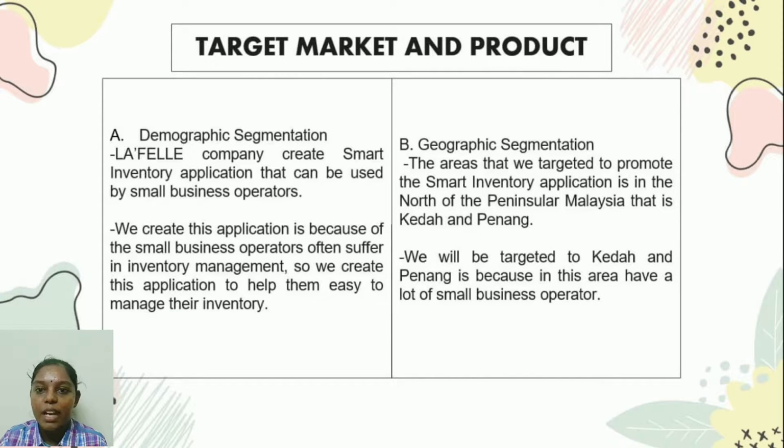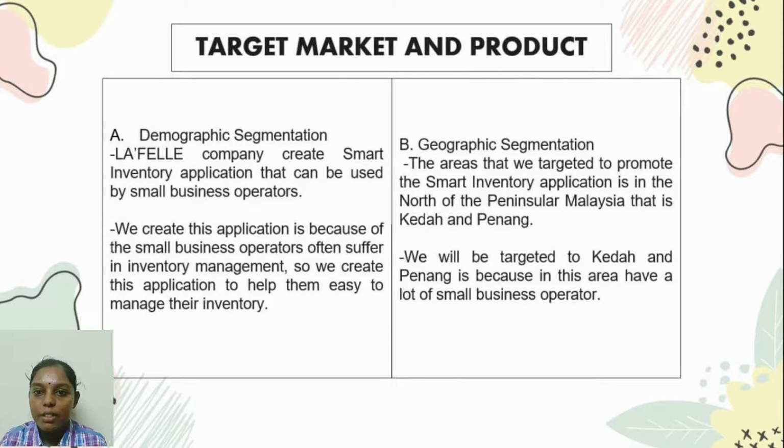Second is the geographic segmentation. The areas that we target to promote the Smart Inventory application are in the north of Peninsular Malaysia, that is Kedah and Penang. We target Kedah and Penang because this area has a lot of small business operators who open their shops in small villages or towns.